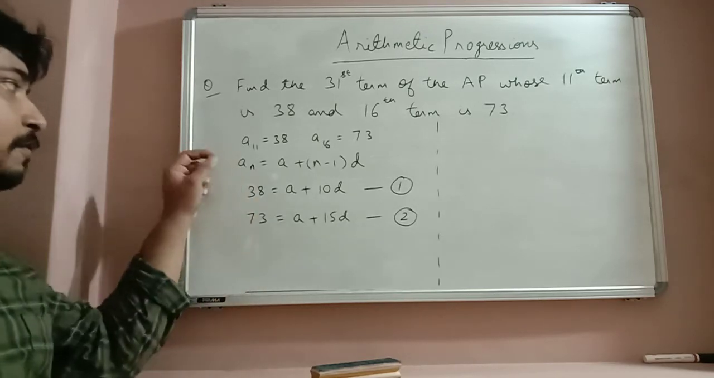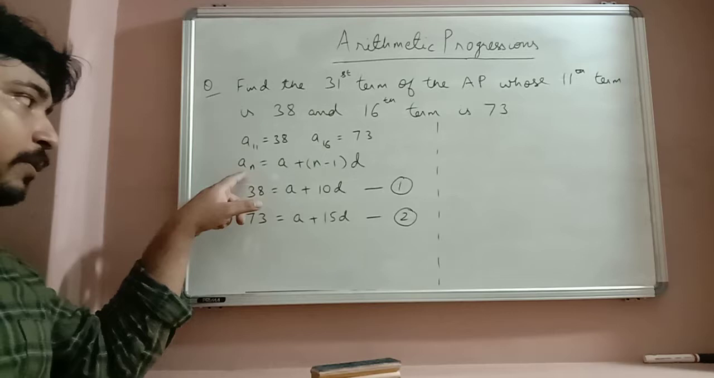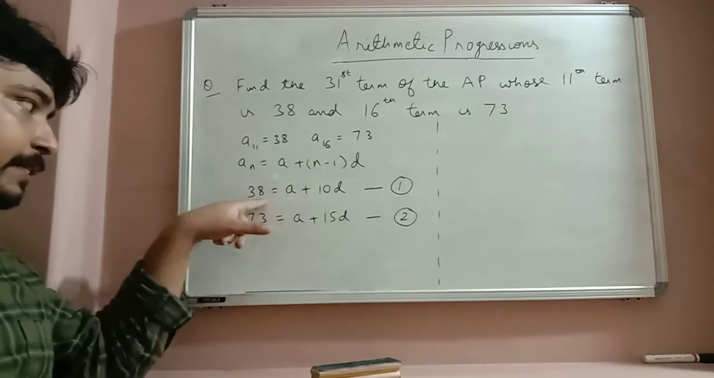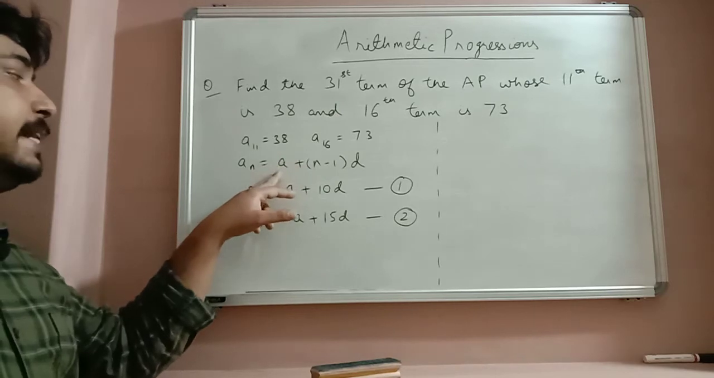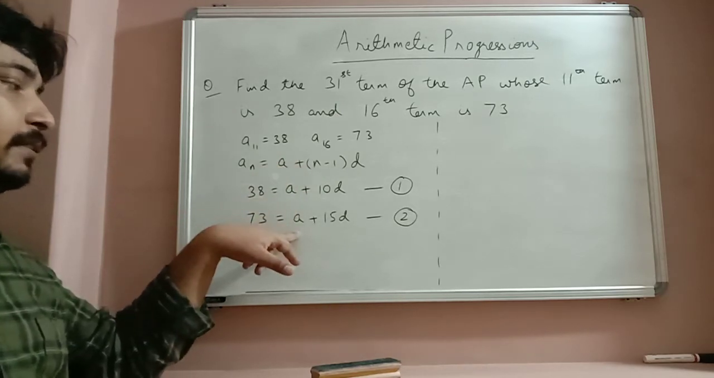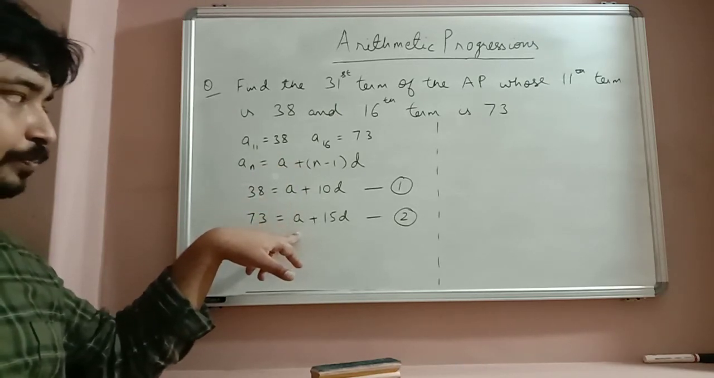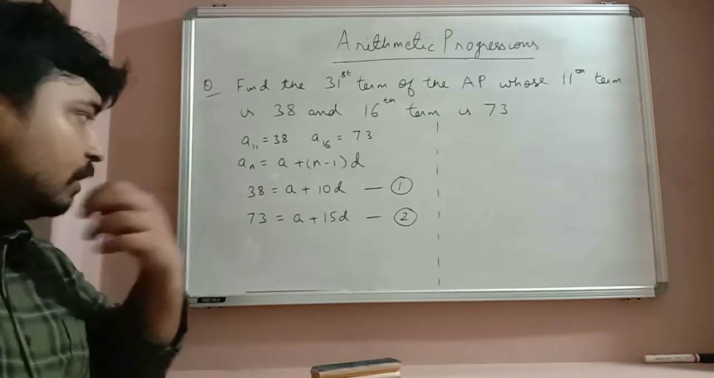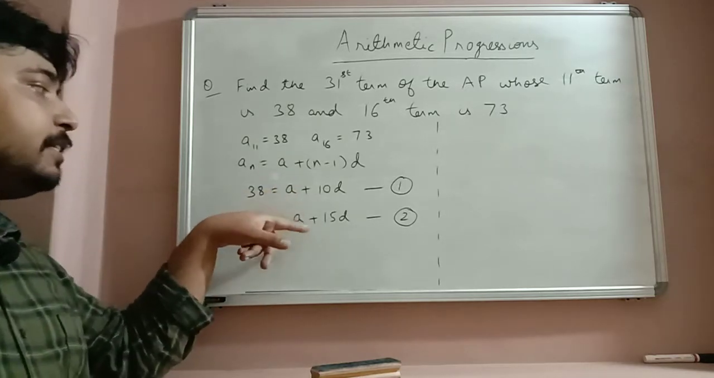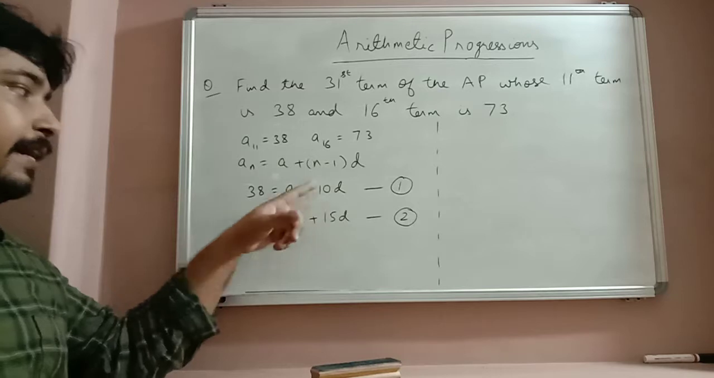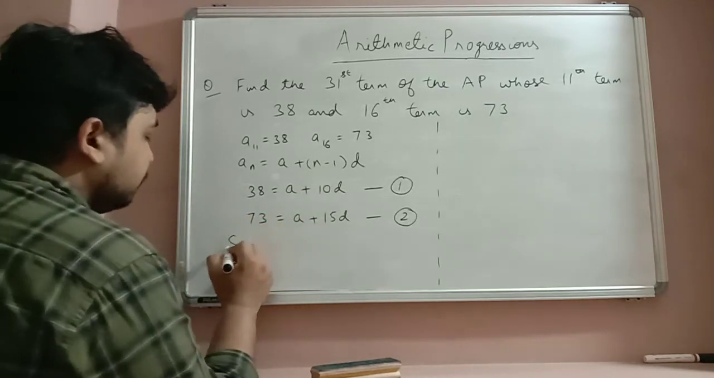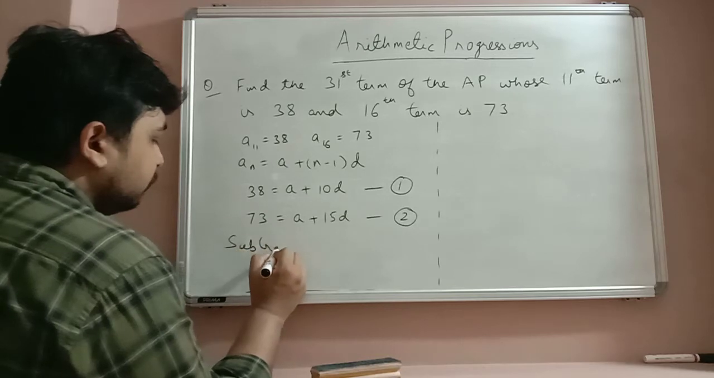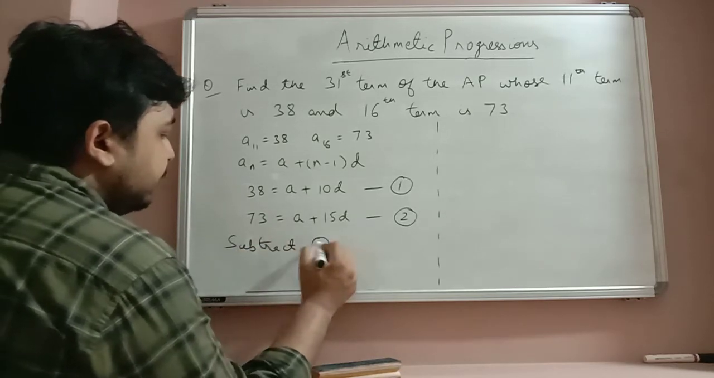So we have just put n equal to 11 in this equation and n equal to 16 in this equation to get equation number 2. Now we will simply subtract these two equations in order to eliminate A and find the value of D. So let's subtract 1 and 2.